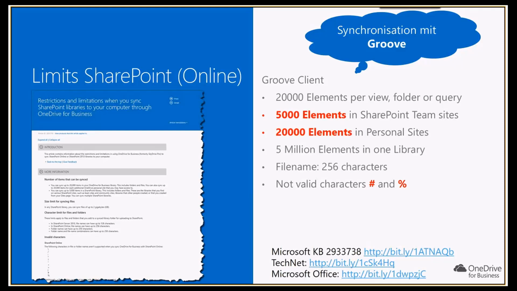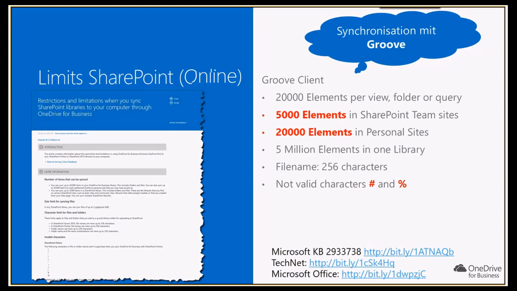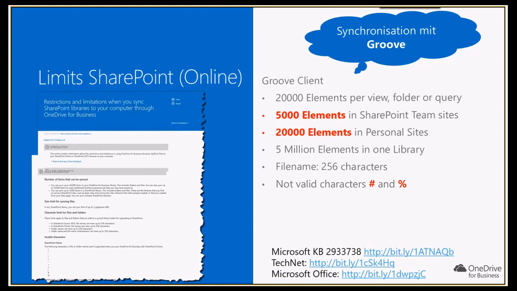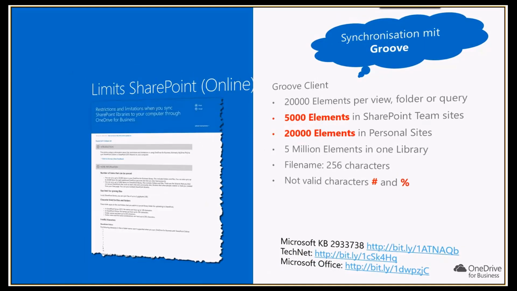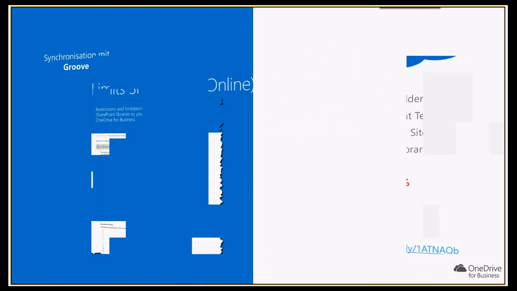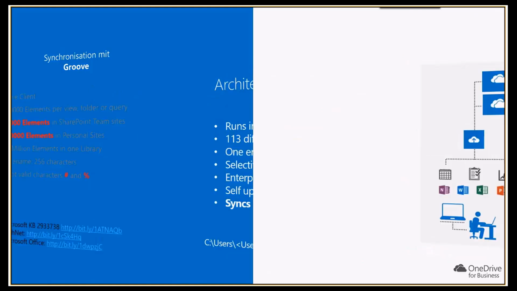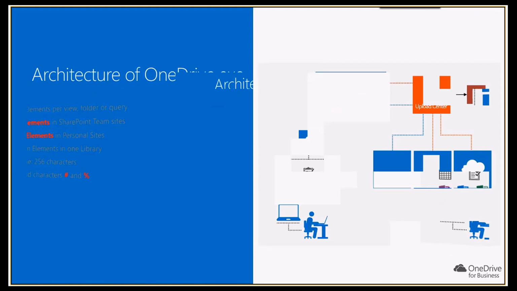Thinking about the new architecture of OneDrive, it runs in a user context. It comes with 113 different languages. There is one engine, and you can start several instances. You have selective sync. It is enterprise ready. It's self-updating, and it syncs, but only with Office 365. So that's the difference between these two sync clients.